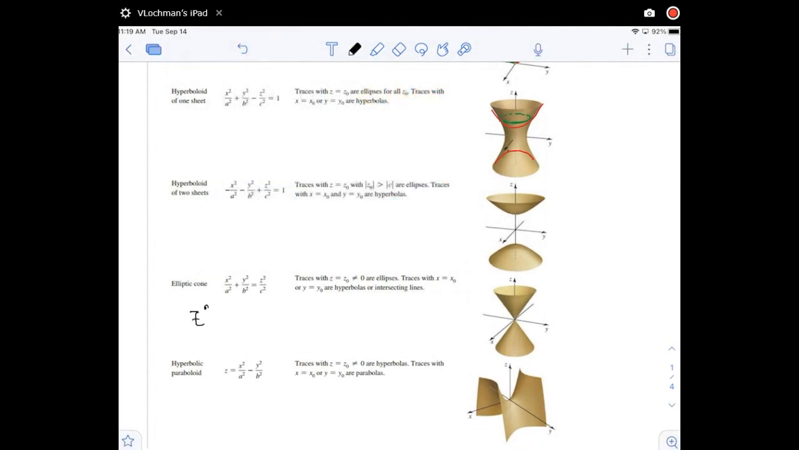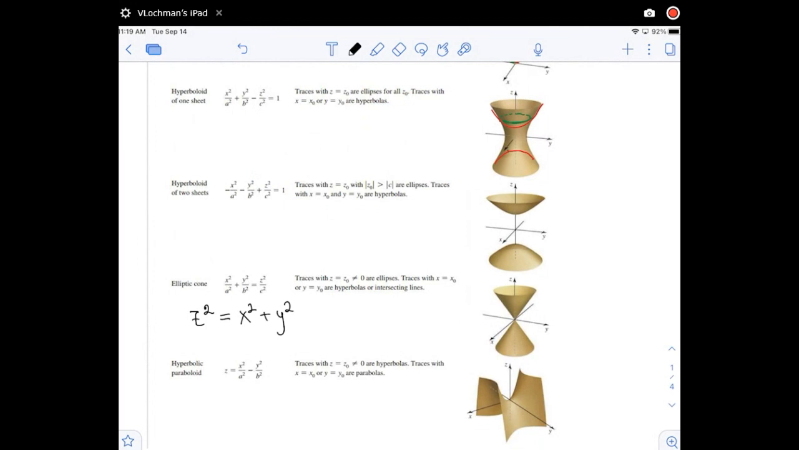So something like z squared is equal to x squared plus y squared. Okay, that's a two-sided cone, right? So we will encounter this particular example in future sections. And again, you can see what the traces are. We have ellipses and hyperbolas again. They're just slightly different looking hyperbolas, right?